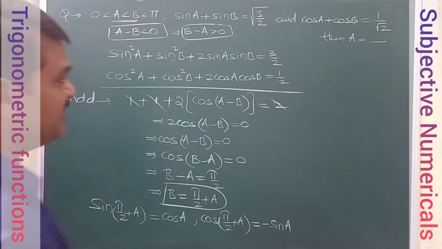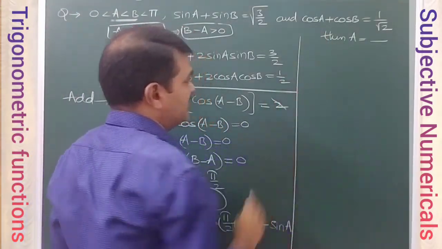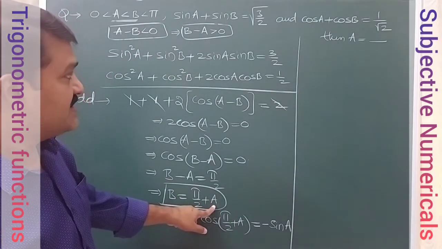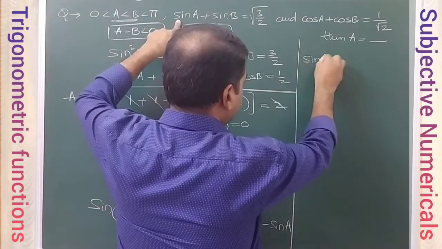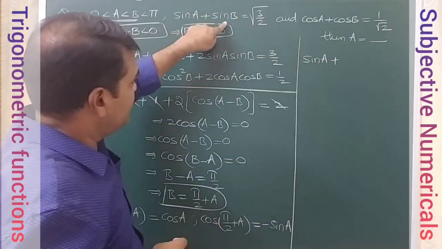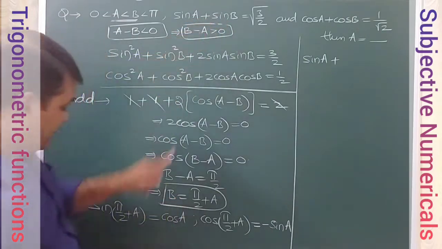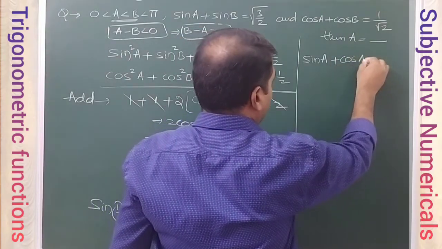Now see the given equations. I will continue from here. See the first equation. Substitute pi by 2 plus A in place of B. So see the first equation: sin A plus this is sine of pi by 2 plus A. What is sine of pi by 2 plus A? Cos A. So the first equation will be like this.